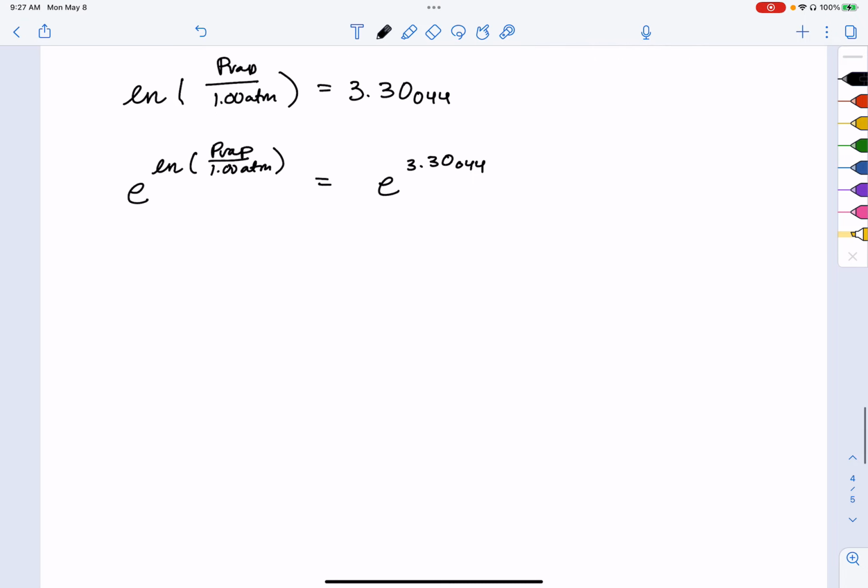And remember, the whole point of doing this e to the natural log, it will cancel out the natural log, thus freeing or unwrapping what was inside. So we now have that vapor pressure over 1.00 atmospheres is equal to e raised to the 3.30044. So this is not EE, this is literal Euler's number, base E. So E raised to 3.3004 as an exponent, this gives me 2.718.